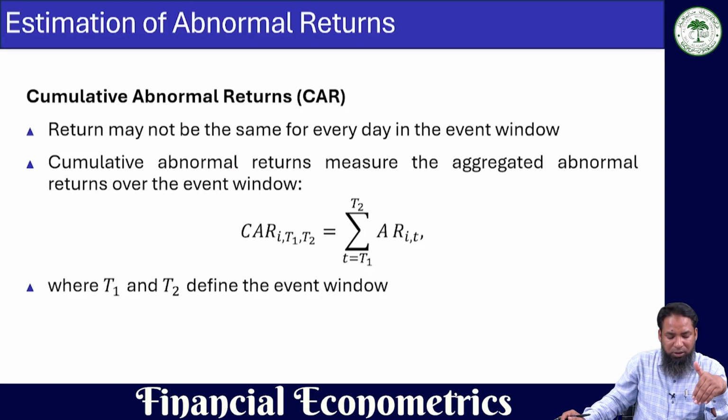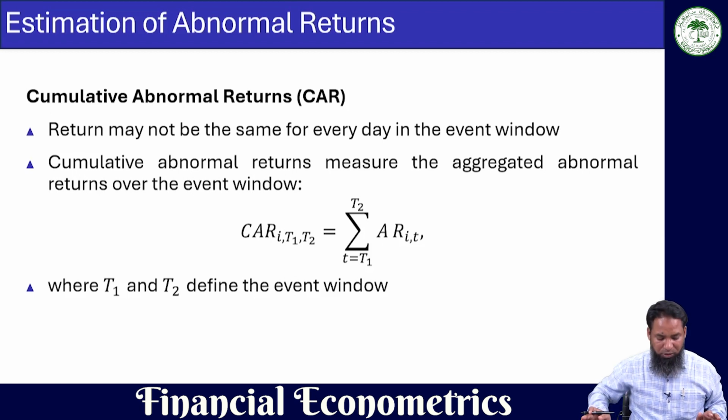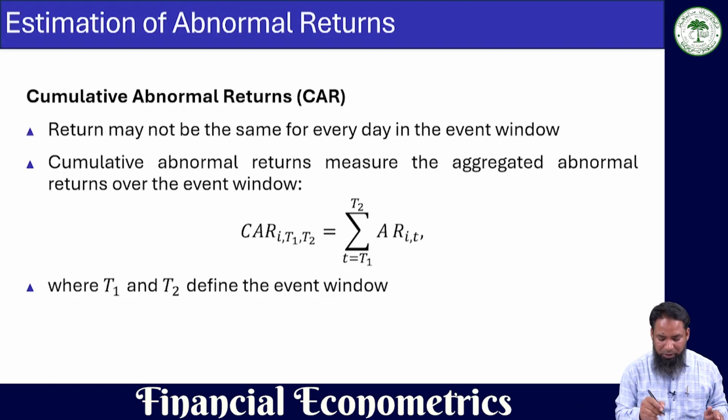Now, this abnormal return AR_it is calculated at a particular time t. But it is not necessary that the return will be similar on every day in the event window. So in that case, we take the aggregate over the particular event window, which we know as the cumulative abnormal return. For example, CAR is the cumulative abnormal return of asset i for the event window T1 to T2. So we take the aggregate summation over that particular window, and that is known as the cumulative abnormal return.